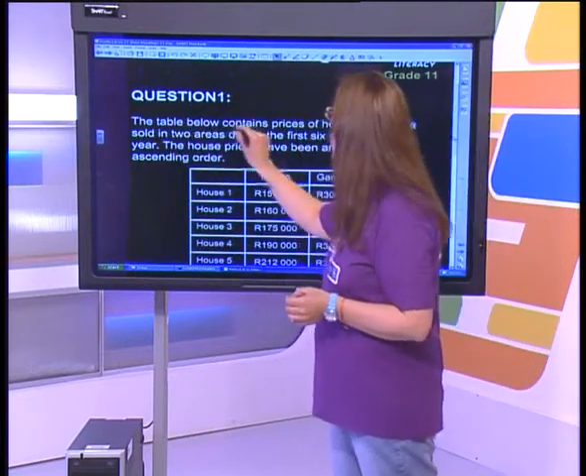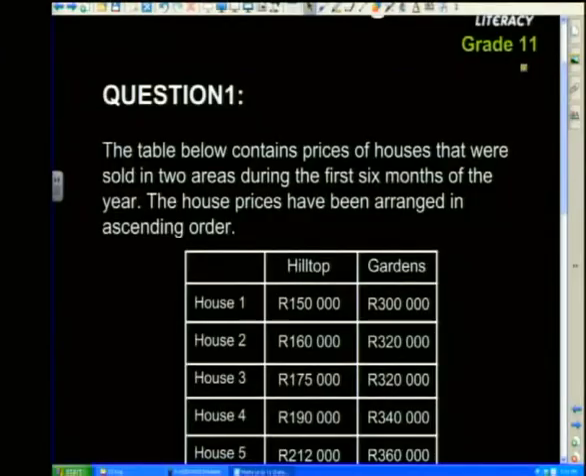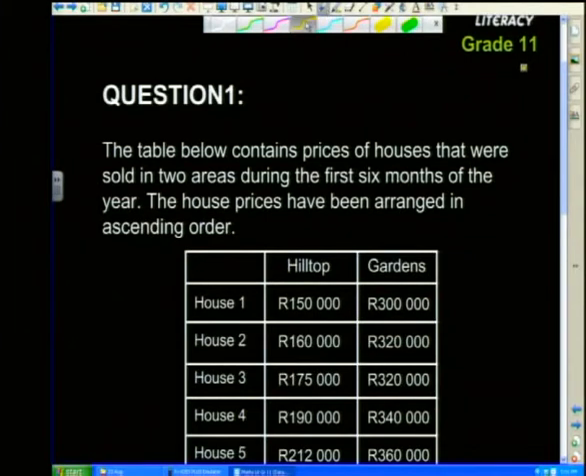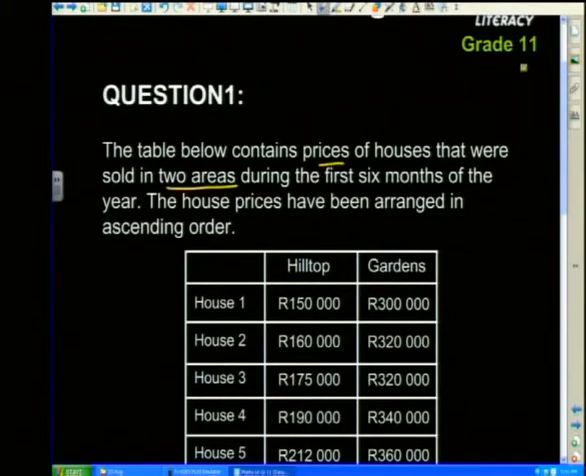Right. The table below contains prices of houses that were sold in 2 areas during the first 6 months of the year. The house prices have been arranged in ascending order. Always nice when they arrange them in order. But the first thing we need to do is to put them into order.